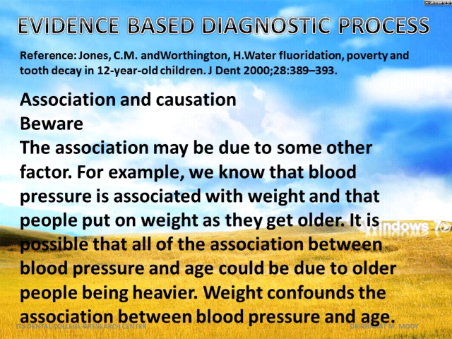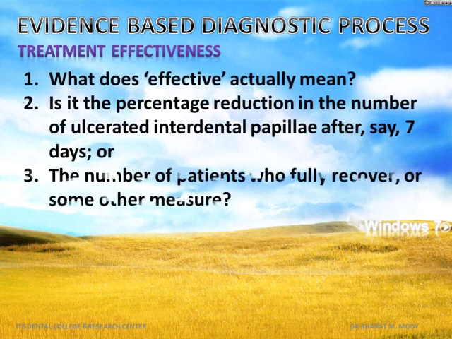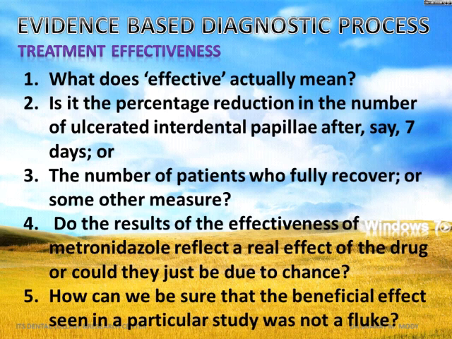For cause, we have to go for a much more rigorous analysis rather than association. Association can be very easy. For example, here the blood pressure and age, we have found the association, but we cannot say that it is the cause, because the weight is also important. If the patient's weight is there, his blood pressure also will increase.